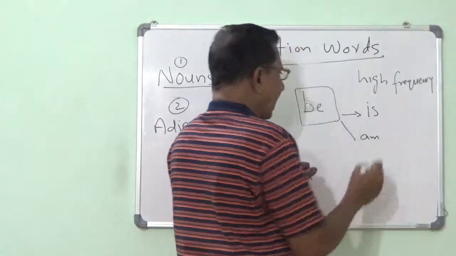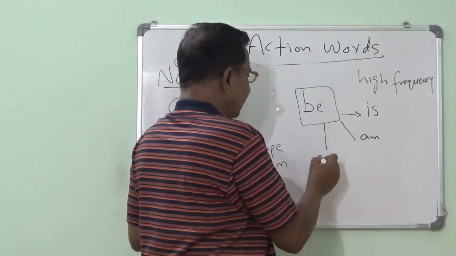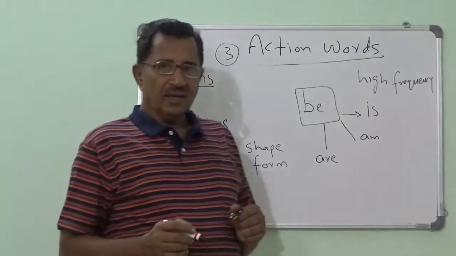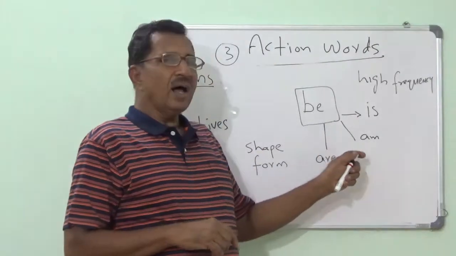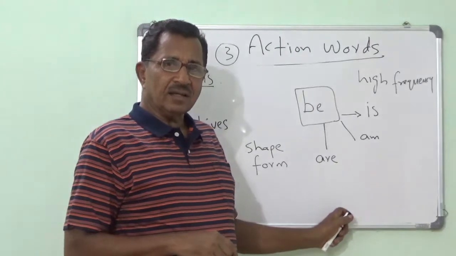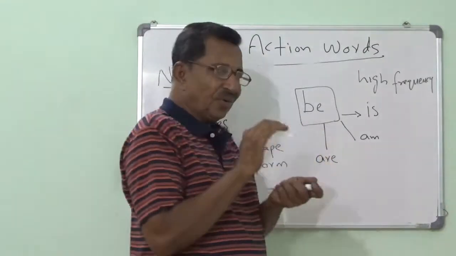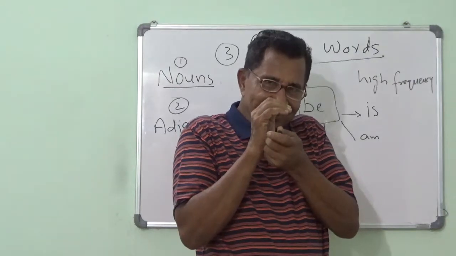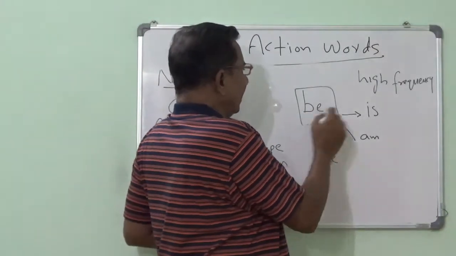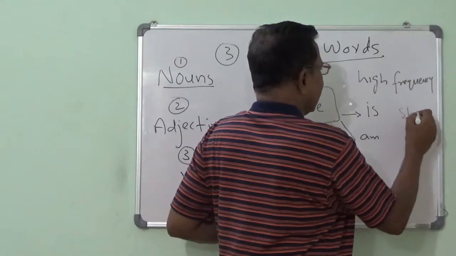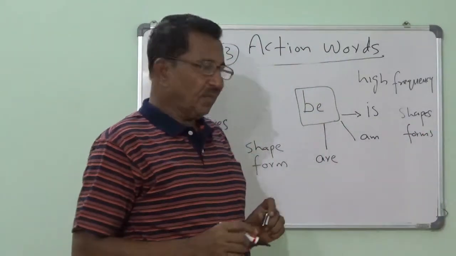Another form it takes is arm. And another form it takes is A-R-E. Don't say R-E, but just yes. Is. What are these? These are different forms of this small beautiful cute word. So actually B now has three forms or three shapes, we can say. Three forms or three shapes. See that? What are the forms?